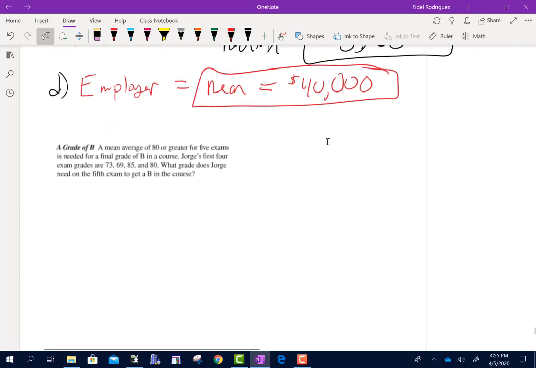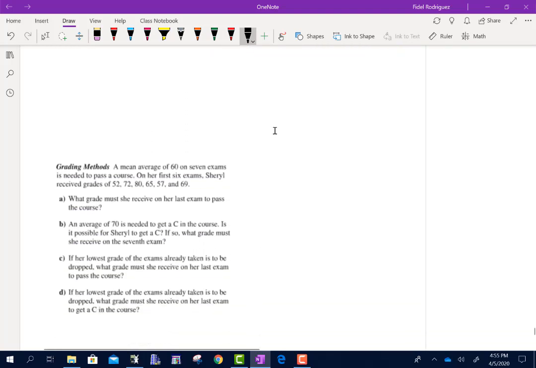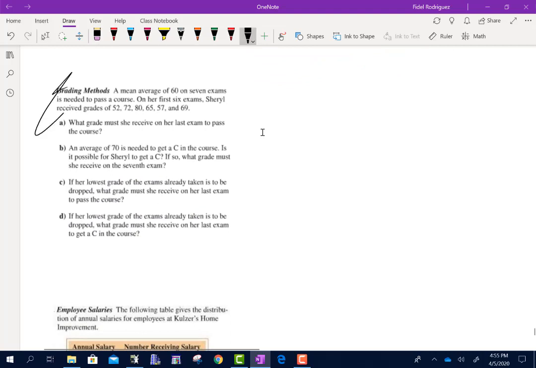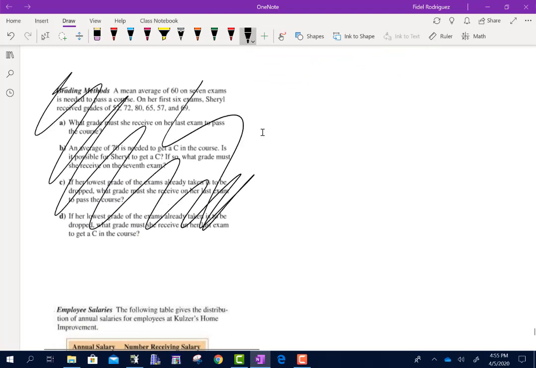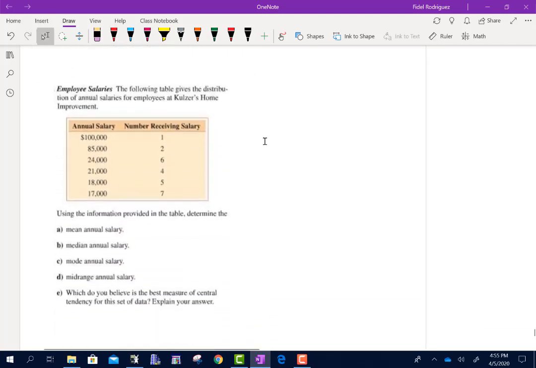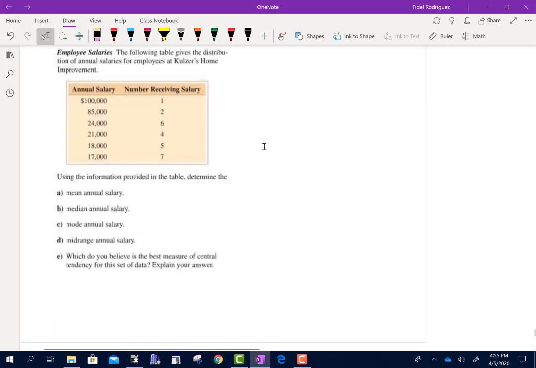All right. Guys, we're going to skip this problem here dealing with the grade of B. Again, you don't have one like this in your homework, so you don't need to worry about it. I'm going to take that one out, as well as the grading methods right here. And we're just going to do one more with employee salaries, okay? And we're going to see if we can't figure this thing out.